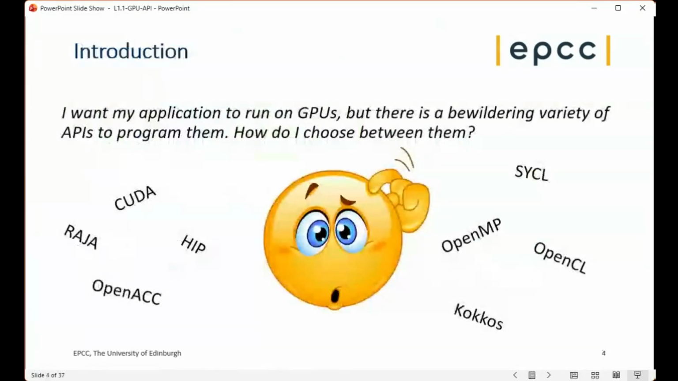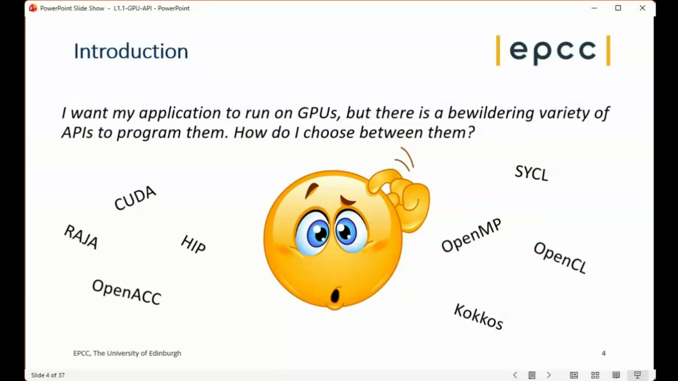So the biggest issue is that when you start to want to program GPUs, you've got an application, you've heard GPUs are the future, you want to run on GPUs. There is a bewildering variety of ways of programming them, APIs, application programming interfaces. There's CUDA, HIP, OpenACC, OpenMP. There's a whole bunch of things here. Everyone says theirs is the best.